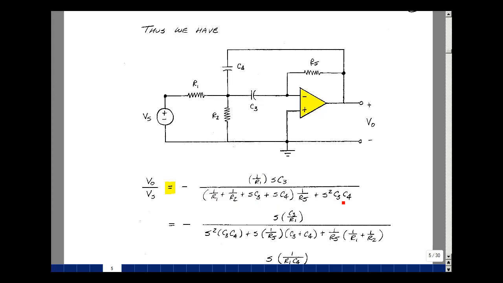Now let's rearrange terms here by powers of S. I'll put in the S squared term here. Then I've got R5 divided into these two terms, so that's my S to the first power, and then this times these two terms is my S to the 0 term. And in the numerator, I pull out the S, and I've got C3 over R1.